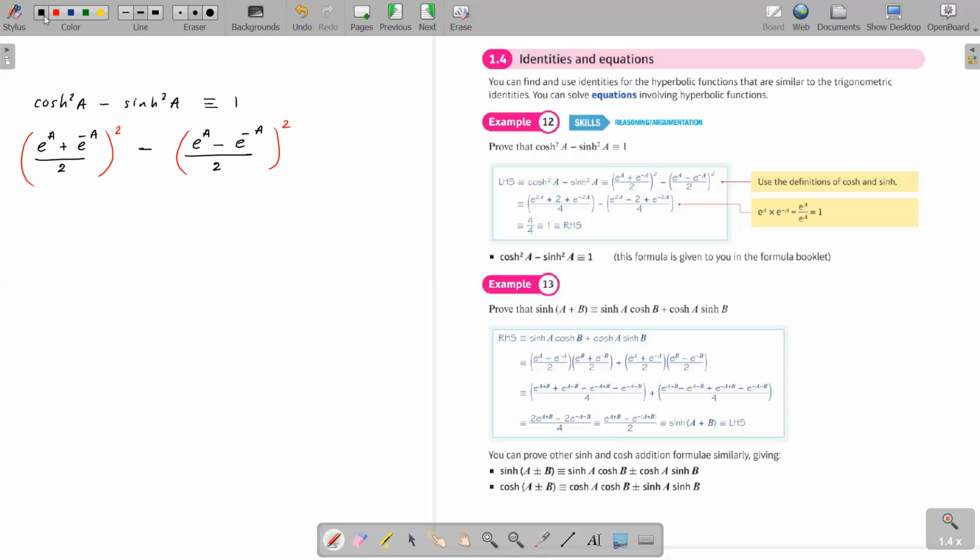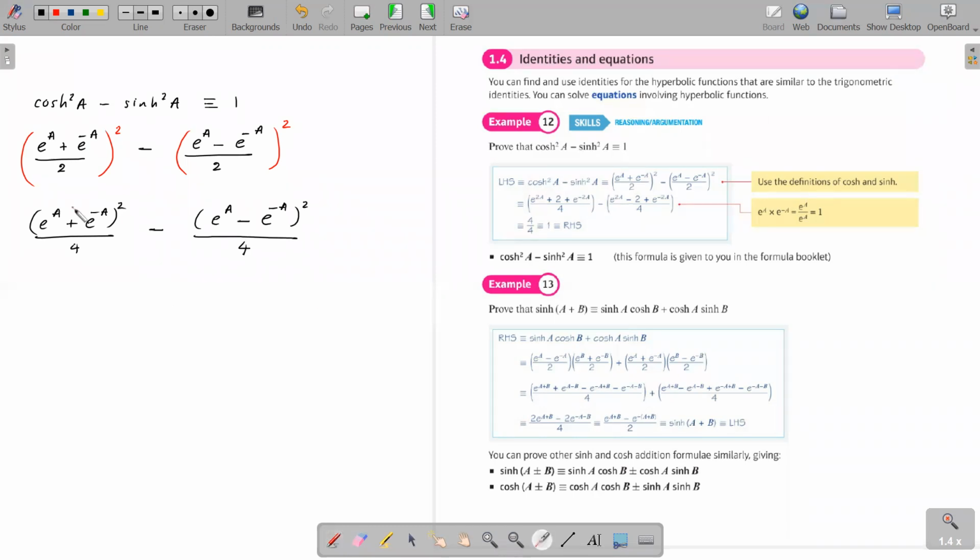It's a matter of expanding brackets. So here we have e to the power A plus e to the power negative A, the whole squared, divided by the square of 2, which is 4, because you square the numerator as well as the denominator. Then here you have minus e to the power A minus e to the power minus A, the whole thing squared, divided by 2 squared, that's 4. Do you agree?